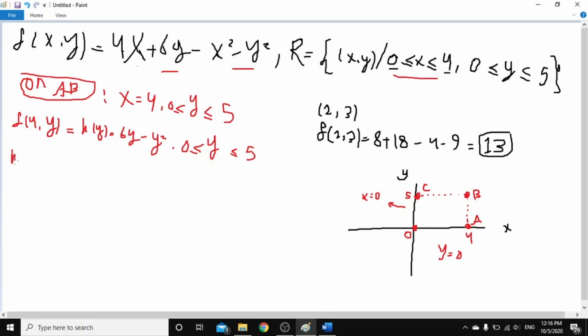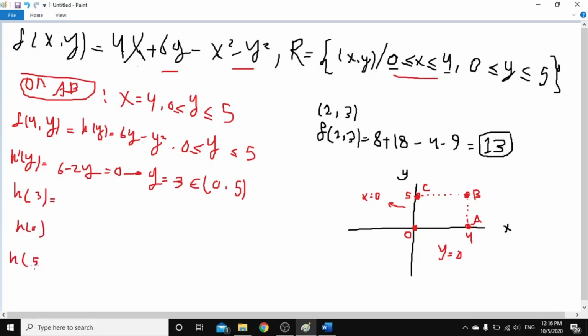So let's take its derivative right now, h prime of y. It's going to be 6 negative 2y equal to 0. And solving for y, we get the value of 3, and the 3 belongs between 0 and 5. So from this step, what we need to do is just substitute numbers. Let's find the value of h of 3, h of 0 and h of 5.